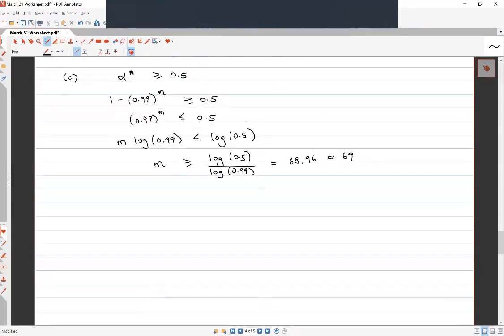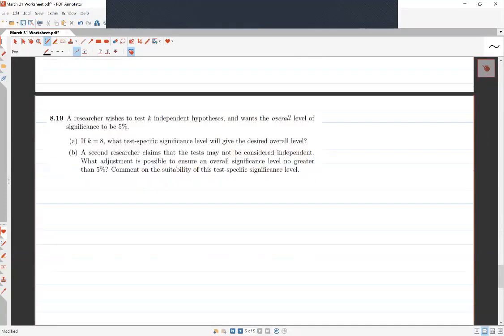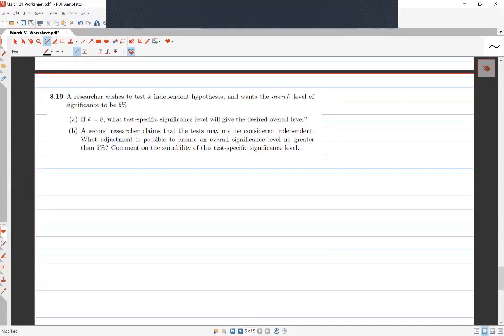So let's look at our last example here. Again, we have someone who wants to do K independent hypothesis tests, but wants the overall level to be 5%. So this researcher is saying they want their alpha star to be 5%. If they are doing 8 different tests, what level should they use for the individual tests? Well, if you solve for alpha from the alpha star equation, you get 1 minus alpha to the power 1 over m.